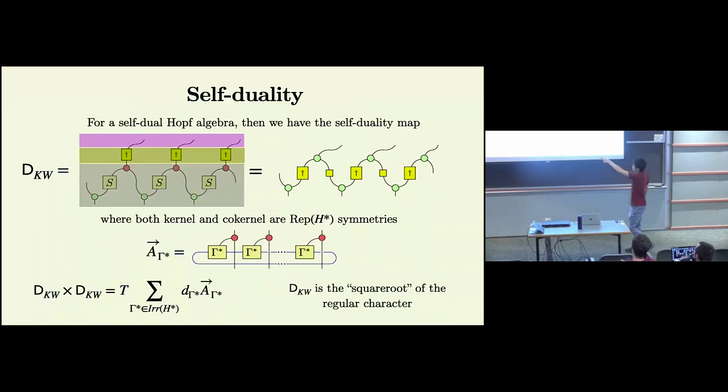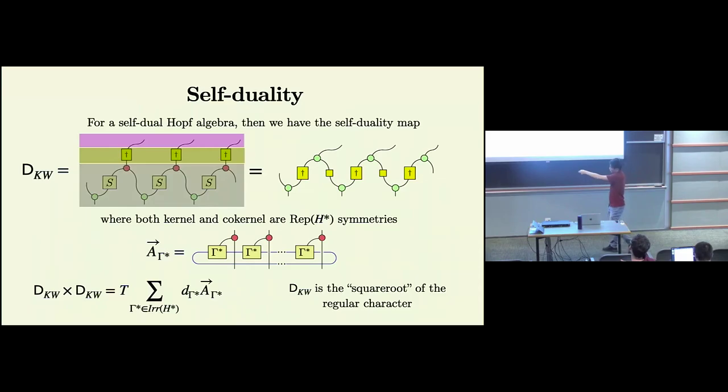And then, again, you can push the Hadamard down, and you can make this look symmetric. And now you can see the importance of the dagger here. It's because if I flip the picture down, I need the picture to look the same. So the dagger becomes undaggered, and that's why you need to stagger it like this. And now the nice thing is that this map has both the kernel and the co-kernel being so-called Rep-H star symmetry. So this is the generalization of the group case to an arbitrary Hopf algebra.